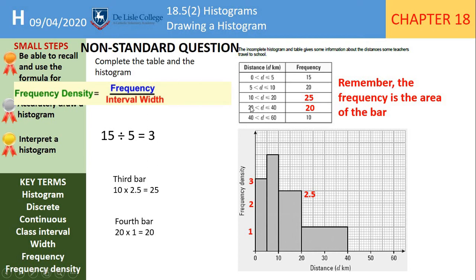You've then got to fill in the final bar for 40 to 60. So work out the frequency density. So this would be 10 divided by 20. So you should now have a bar from 40 to 60, which goes up to 0.5. You can draw this then in.